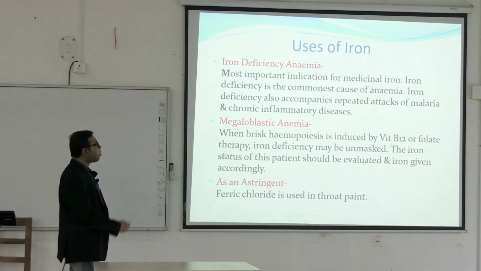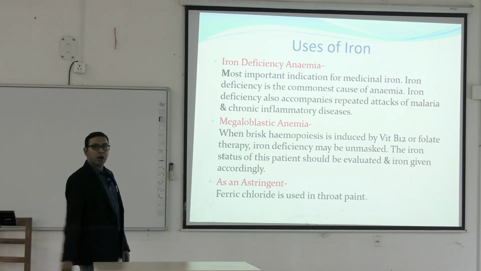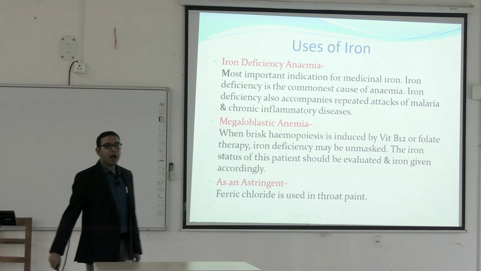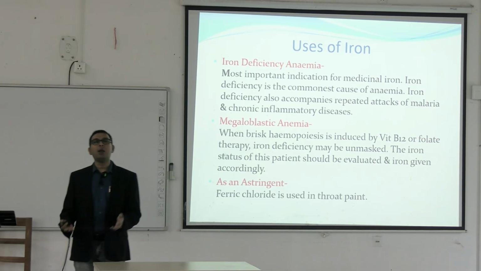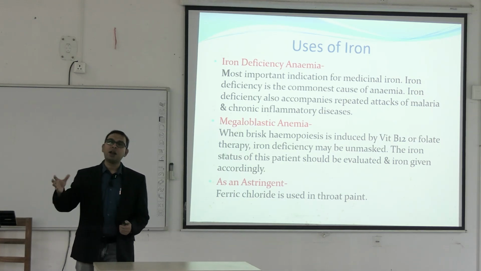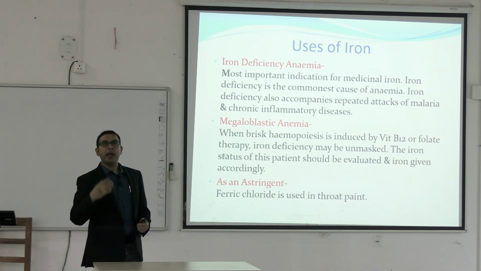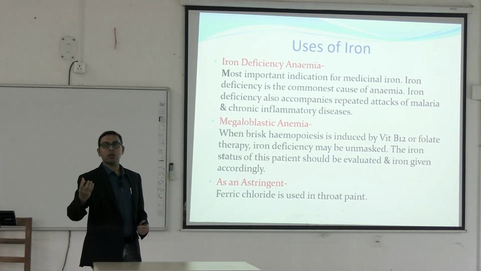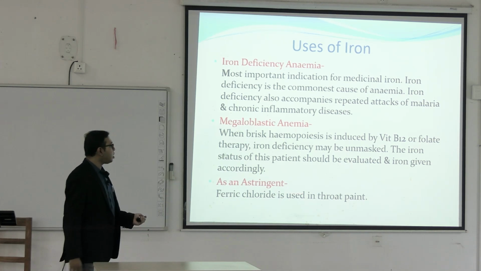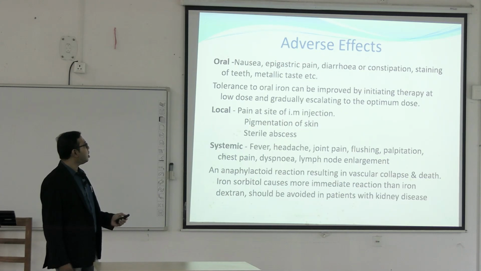So the uses: iron deficiency anemia we have already seen. This is the main treatment, iron, for iron deficiency anemia. Apart from this, in megaloblastic anemia also, when erythropoiesis is happening after correction with vitamin B12 or folic acid, we need iron, because erythropoiesis needs iron for heme formation. It can also be used as an astringent, in very little use, for throat pain.